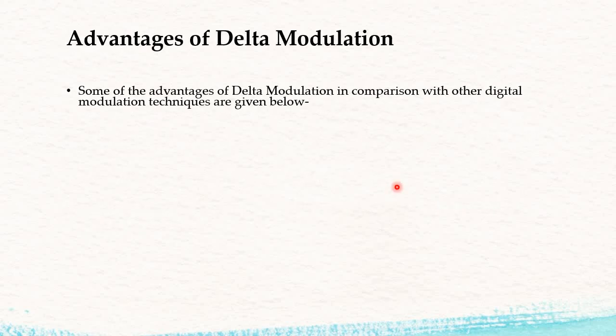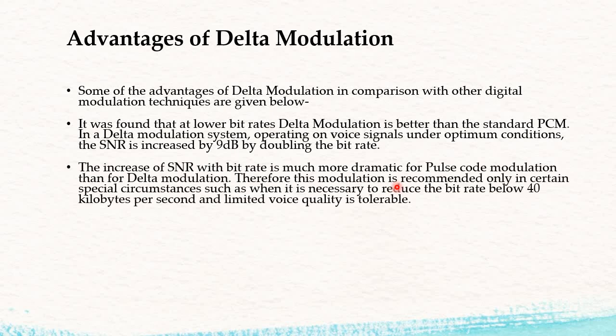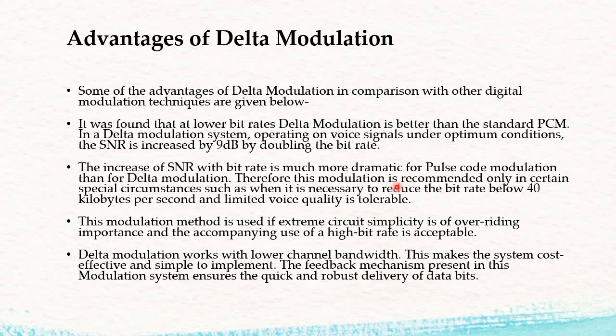Advantages of delta modulation. First, it was found that at lower bitrates delta modulation is better than the standard PCM signal. The increase of signal to noise ratio with the bitrate is much more dynamic for pulse code modulation than for delta modulation. This modulation method is used where extreme circuit simplicity is of overriding importance. Delta modulation works with a lower channel bandwidth.